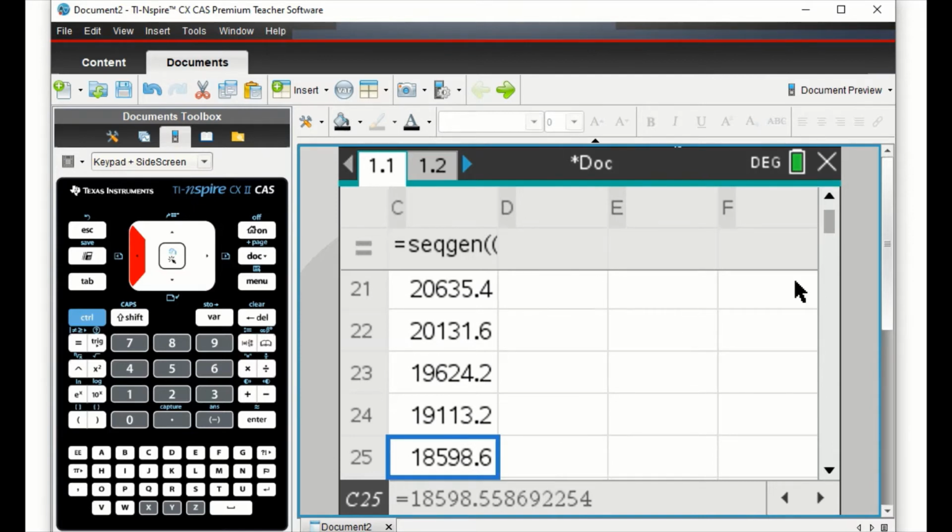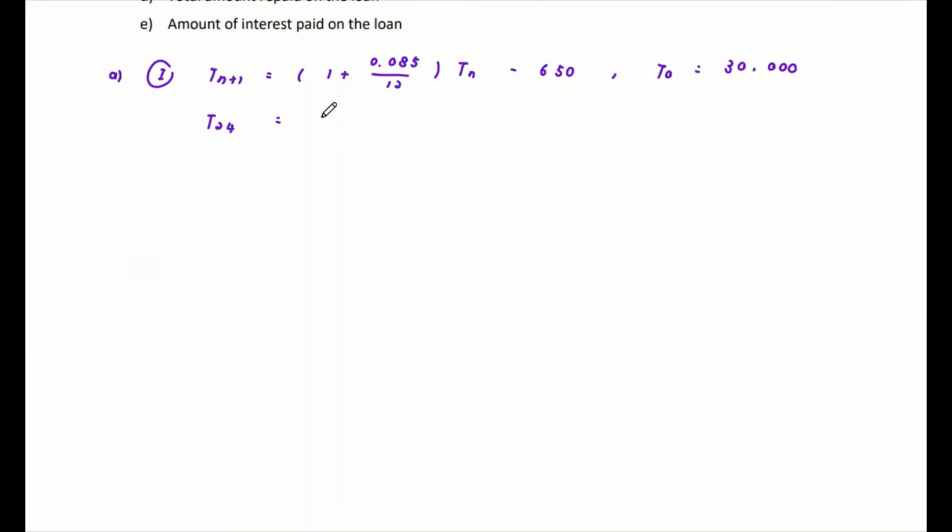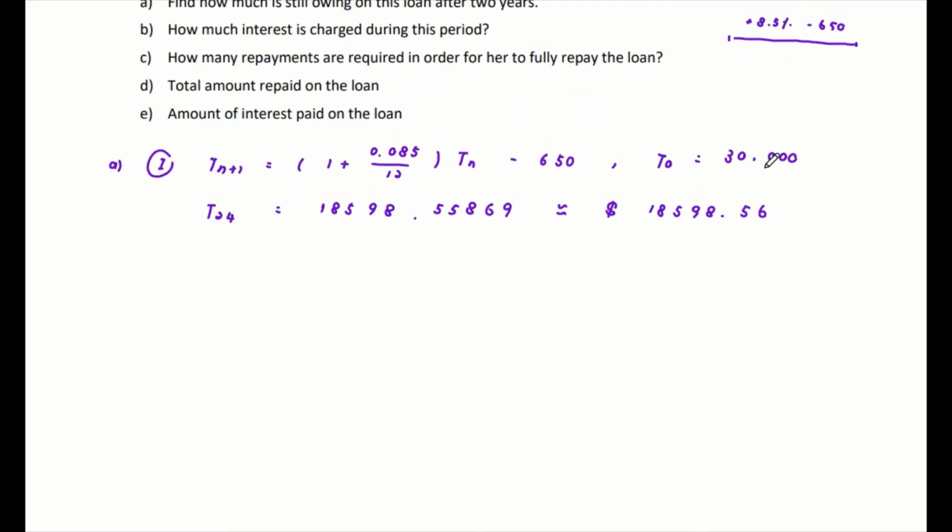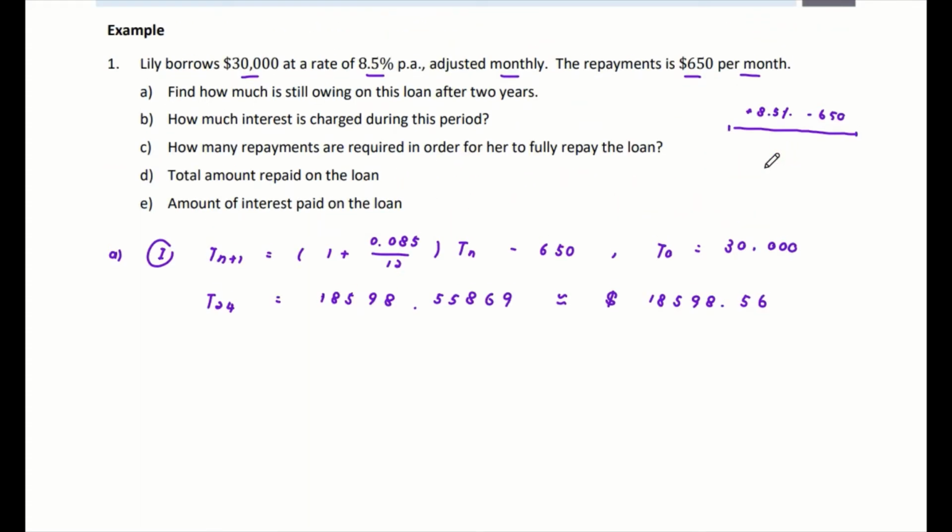So we are going to round this off to two decimal places, right? So maybe for the first one, you can try to write the whole value first. And you must know that at the end, because we are talking about money, we just round it off to 18598.56. Alright, so this is the amount of money that she is still owing after 2 years.